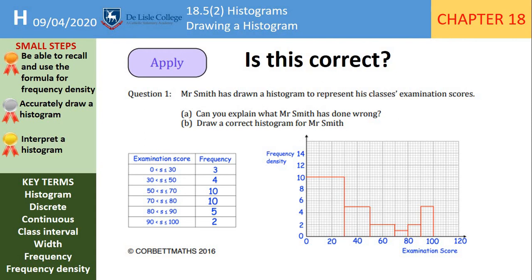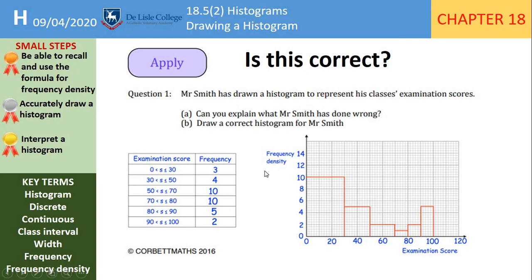As a final question, have a look at this. Is this correct? Pause the video while you study the histogram to see what they've done. So the question, Mr. Smith has drawn a histogram to represent his class's examination scores. Can you explain what Mr. Smith has done wrong? Then can you draw a correct histogram for him?